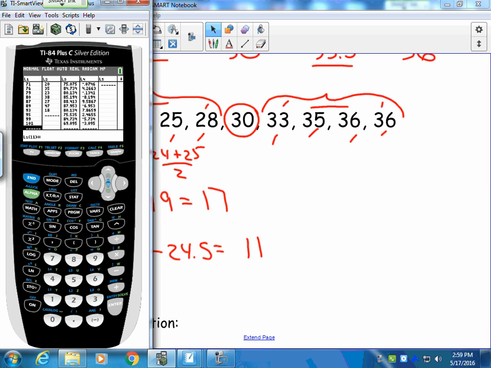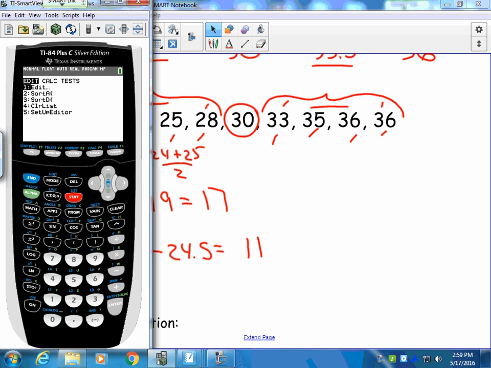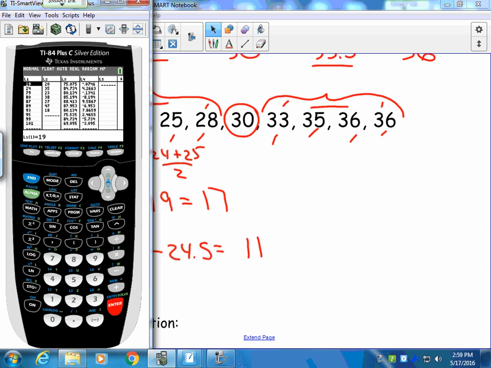Okay, and we want to look at our data list, and we're going to enter in that data that we're given. 19, enter, 24, enter, and I'll show you where I got to this screen. To get to this screen, you have to use the stat button and then enter at edit, and that gets you into these values.